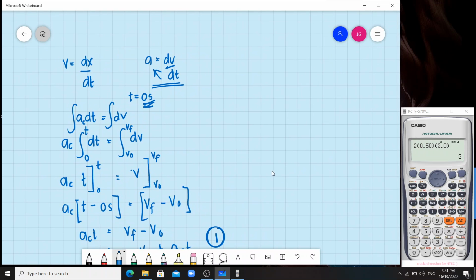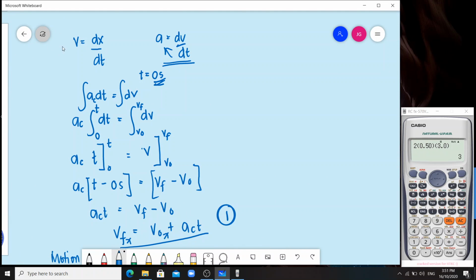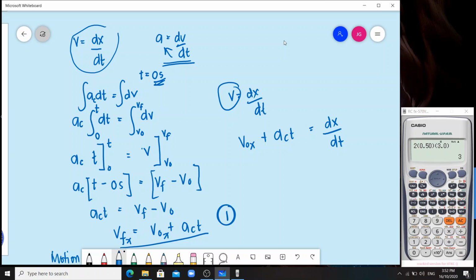Now, okay. So dahil meron na tayong given na ganito at magagamit na natin ito, pwede nating i-substitute si v dx over dt. We can substitute v as v0x plus a_c t, dx over dt. Okay? And then, cross multiply, v0x plus a_c t dt is equal to dx. And then, we can integrate both sides again. Okay? And then, ano pa?